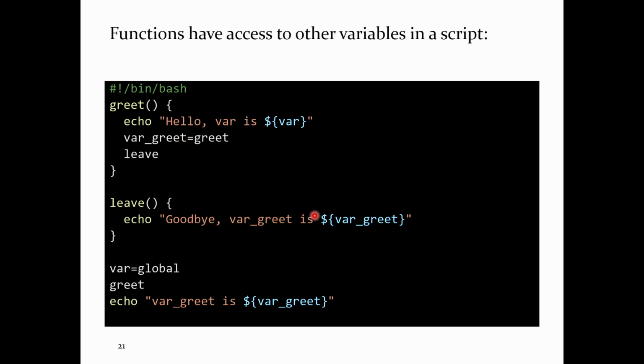So we go to here. Does leave know what var greet is? The answer is yes, because it was defined up here. And so what will this print out? It's going to print out hello, var is global. Goodbye, var greet is greet. And then it'll do var greet is greet. So now down here, the main body of the script also knows what var greet is because we called greet, and inside greet we set the variable var greet.